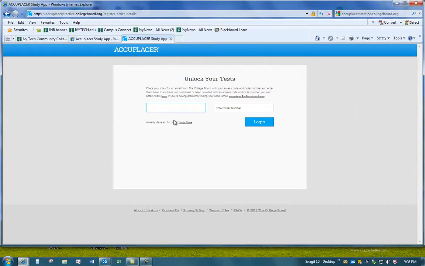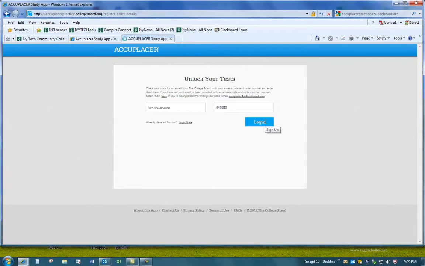The next thing we have to do is put in our code and our order number. So the first one is our access code, and they're all capital letters. It's XLT hyphen HBY 9Z 6KS2. The order number is 610-1969. Go through these very carefully.